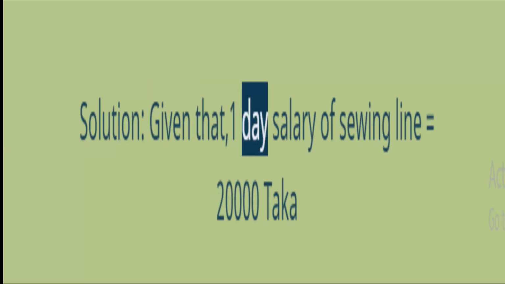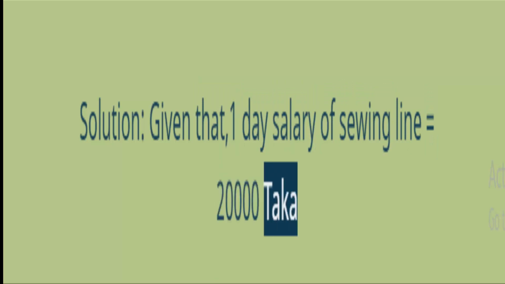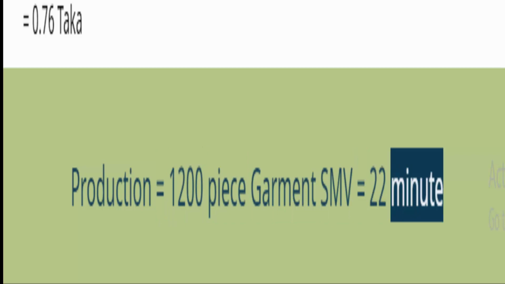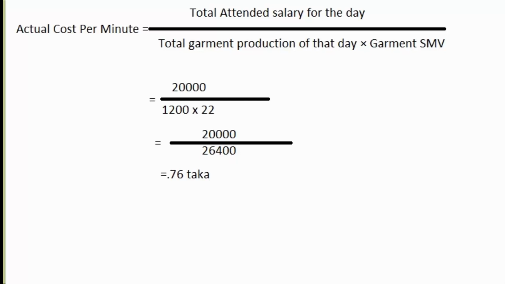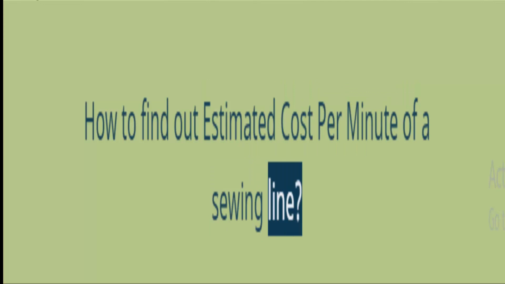Solution, given that one day salary of sewing line equals 20,000 taka. Production equals 1,200 piece, garment SMV equals 22 minute. Actual CPM equals how much? Now actual cost per minute equals total attended salary for the day divided by total garment production of that day into garment SMV. Equals 20,000 divided by 1,200 into 22 equals 20,000 divided by 26,400. Equals 0.76 taka.